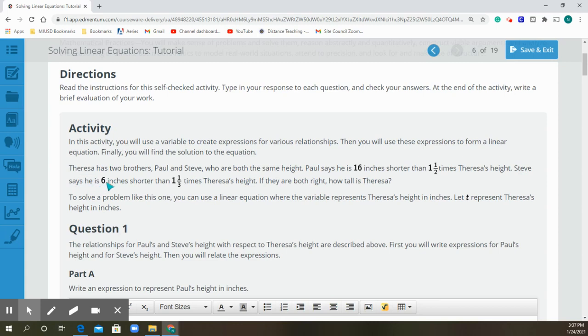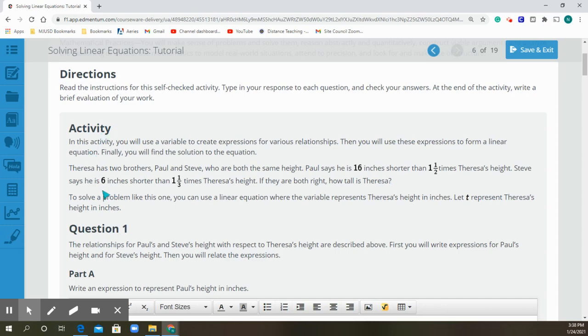Steve says he's 6 inches shorter than 1/3 times Teresa's height. So Paul is saying he's 16 inches shorter than 1 1/2 times Teresa's height. Steve is saying he's 6 inches shorter than 1 1/3 times Teresa's height. Sounds like they're just trying to make it difficult. If they are both right, how tall is Teresa?